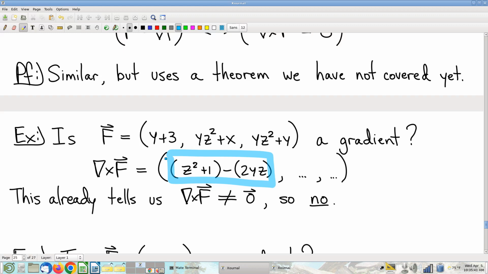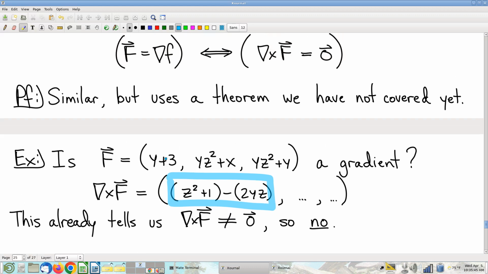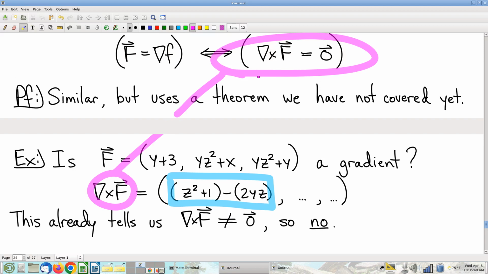We're actually kind of done, aren't we? The only reason I care about this curl is because I'm computing it to see if it is or is not exactly the 0 vector. And I already see that it's not exactly the 0 vector. So I don't even have to compute the second and third coordinates. It's clearly not 0. And so this is definitely not a gradient. Everybody good?